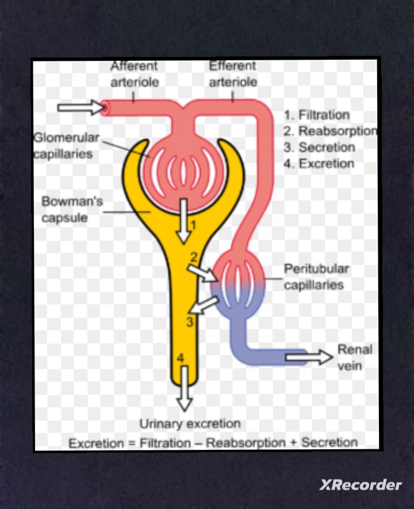Further, the reabsorption and secretion of water and various metabolites occur. Later, the filtrate passes into the renal pelvis and ureter as urine to be stored in the urinary bladder.